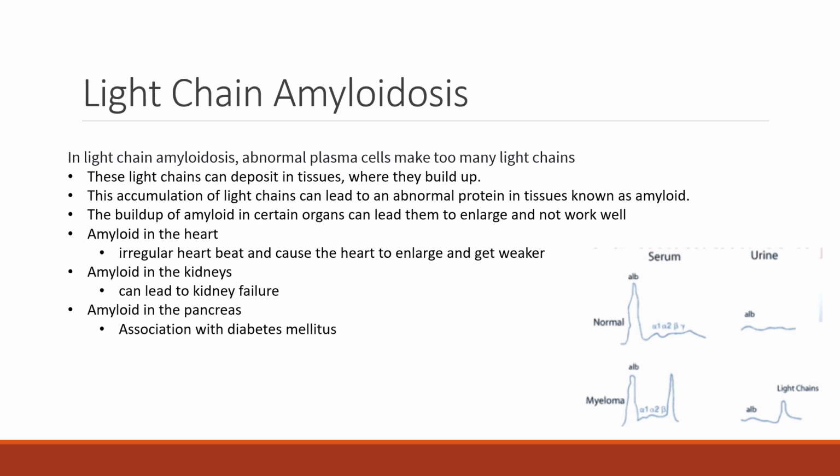And then if amyloid is in the kidneys, it can lead to kidney failure or damage at the very least. And if we end up with amyloid in the pancreas, that can sometimes be associated with diabetes.